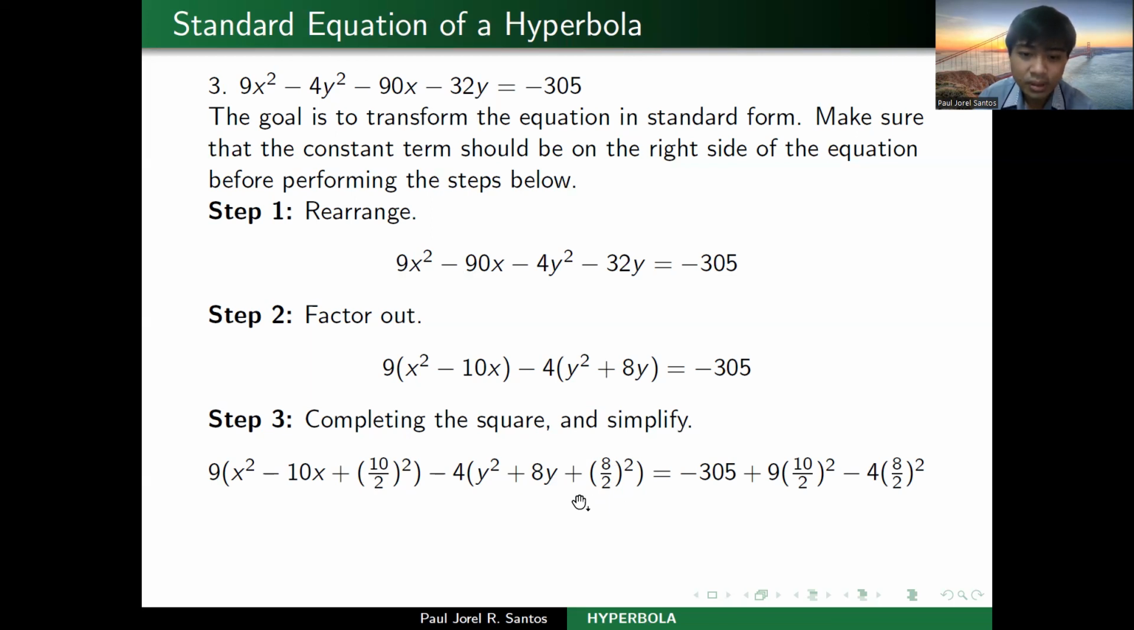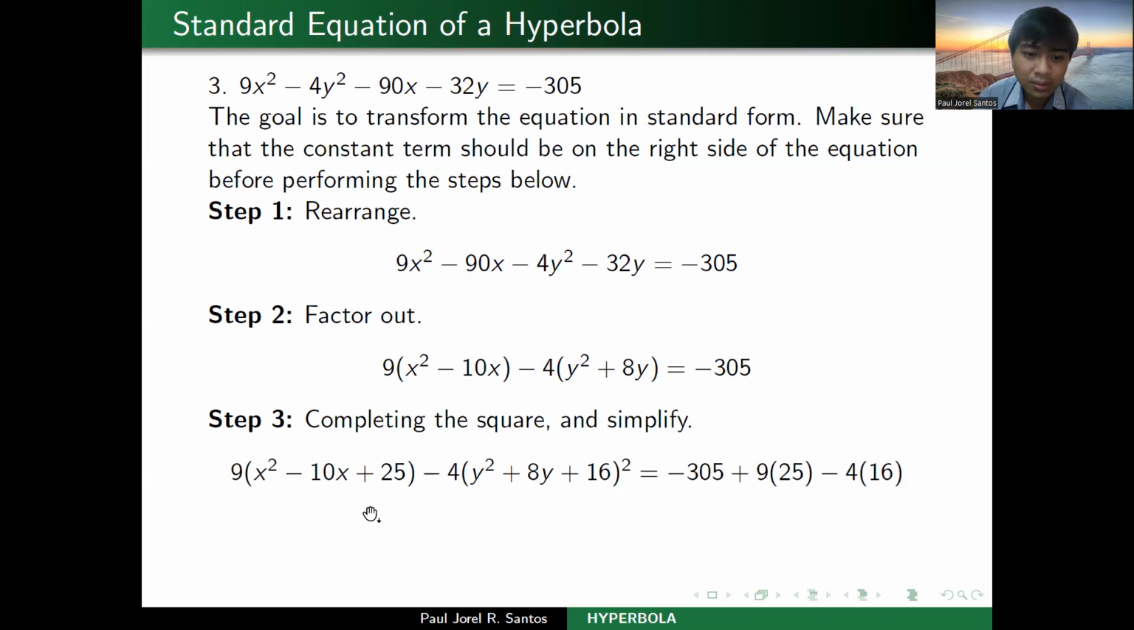However, we should take note that 25 must be multiplied by 9 in this case. So that will be 9 times 25, and I added 9 times 25 also on the right side for them to be equal. Same goes with this. As you can see, we have negative 4 and 16.